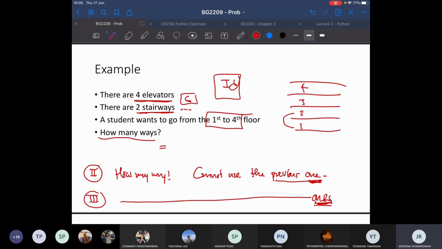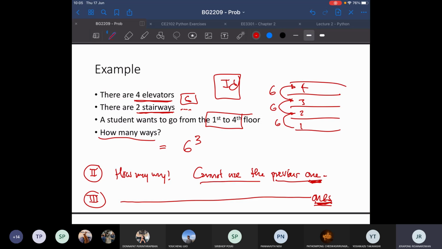You have to go from 1 to 2, 2 to 3, and 3 to 4. So you have 6 ways to go from 1 to 2, 6 ways from 2 to 3, and another 6 from 3 to 4. So it's going to be 6 into 6 into 6. So it's 6 to the power of 3.